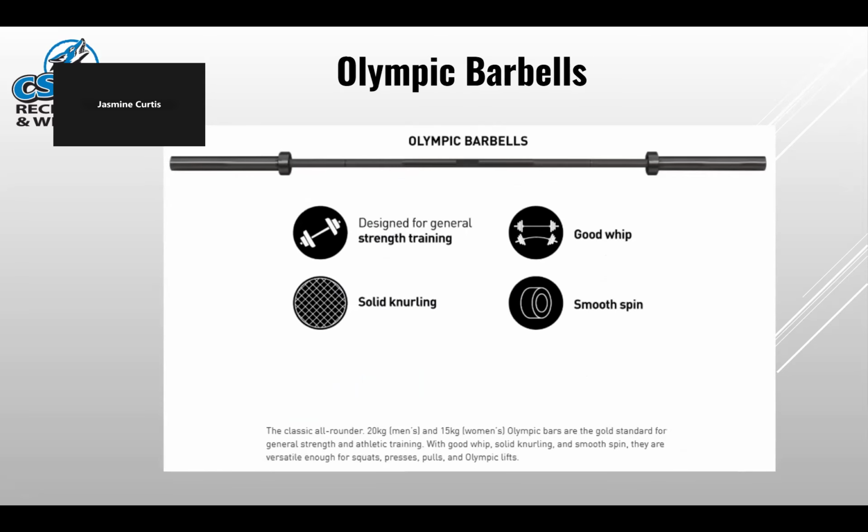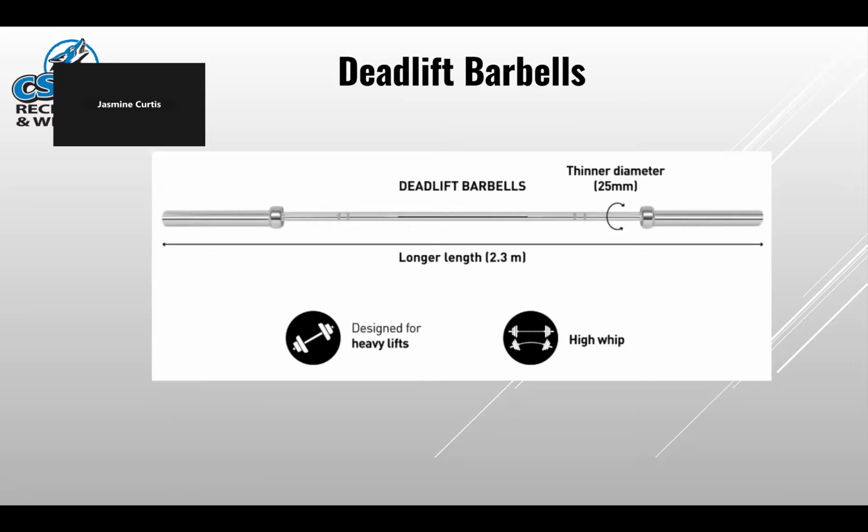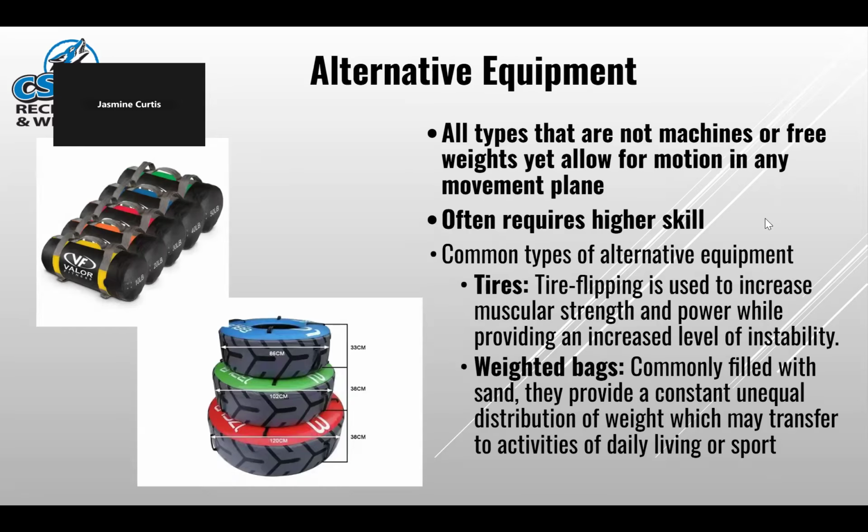Deadlift bar, thinner diameter, designed for heavy lifts, high whip. Of course, we can use a standard barbell, but be aware there are specialty barbells, and your gym might have them. Go around the gym and look at the end caps of the barbell, see what brand it is, and look into the specs of that barbell online.